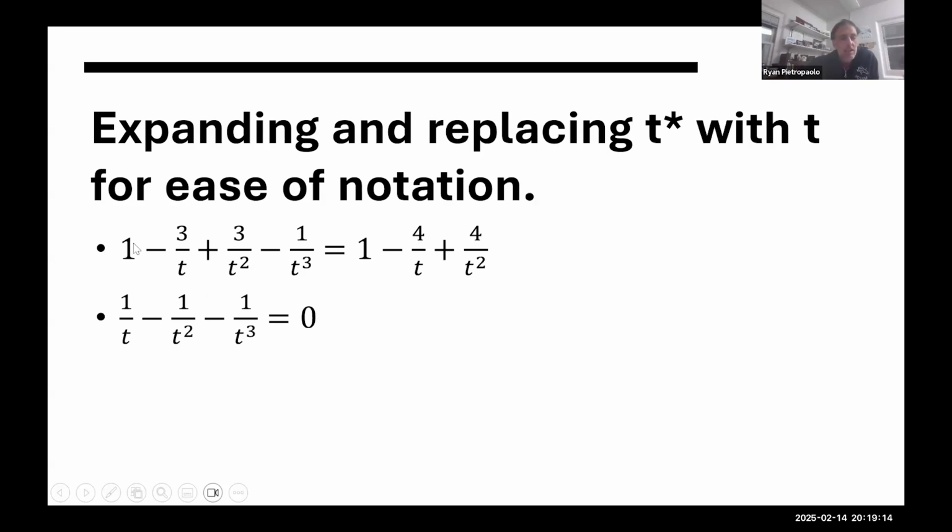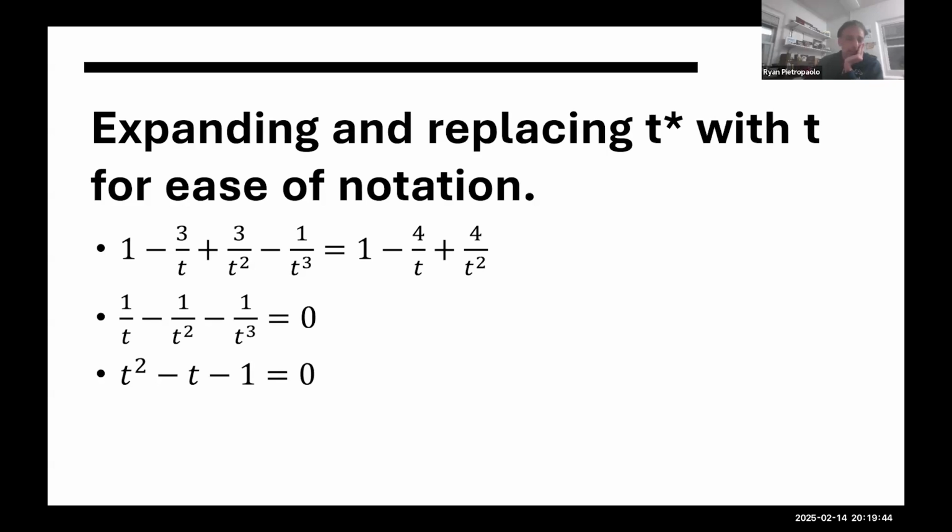I actually don't think I need to do that yet. Let me subtract the 1, and then I'm going to swing everything over to the left-hand side. So 4 over T minus 3 over T is 1 over T. Then I have the 4 over T squared. When I bring that over, that becomes -1 over T squared. And then I still have the -1 over T cubed there, set equal to 0. And now I want to multiply both sides by T cubed. And I get T squared minus T minus 1 equals 0.